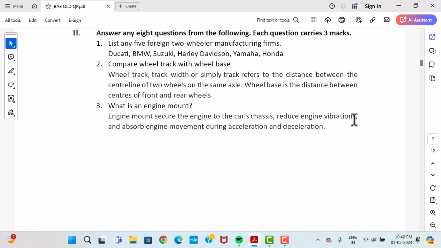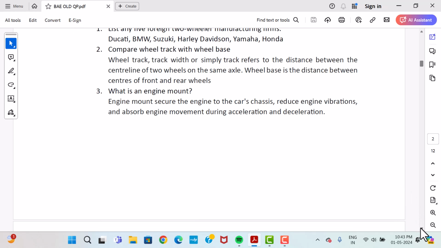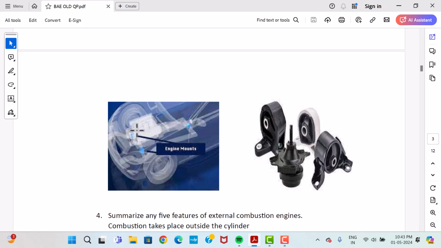So to reduce the vibration, we have to provide some engine mounts when the engine is fitted to the chassis. They reduce engine vibration and absorb engine movement during acceleration and deceleration. These are the main functions of the engine mount. So it is a fitting or connecting member between the chassis and the engine, that is called the engine mount. You can see in this figure the engine of a car, fitted to the frame using engine mounts. Engine mounts come in different shapes for different automobiles.